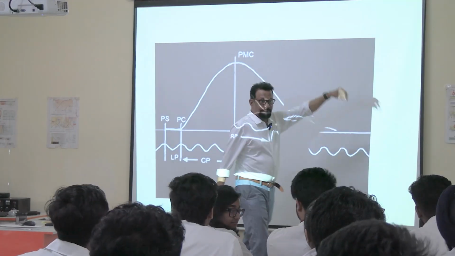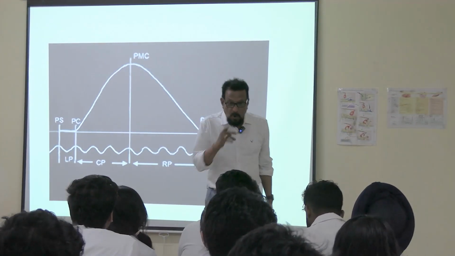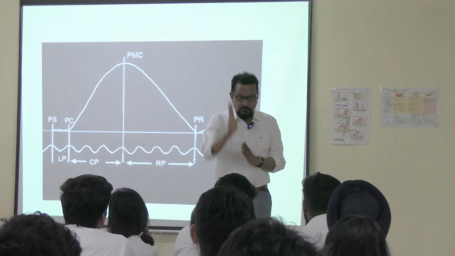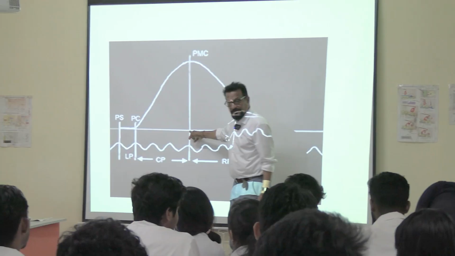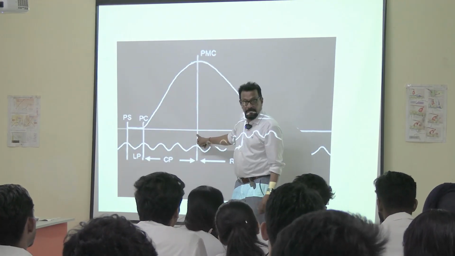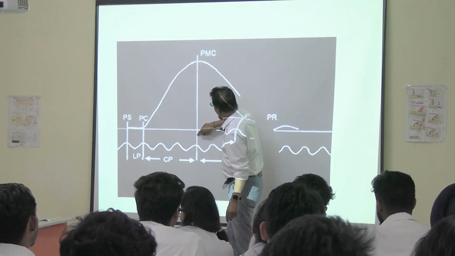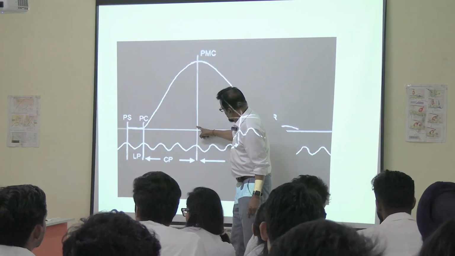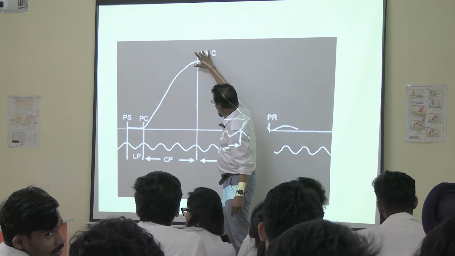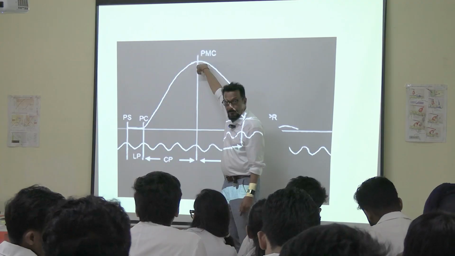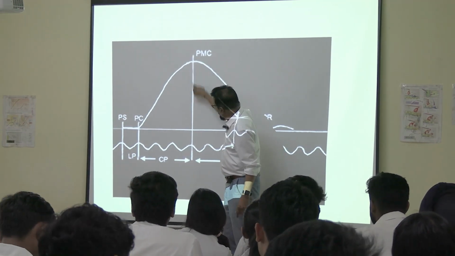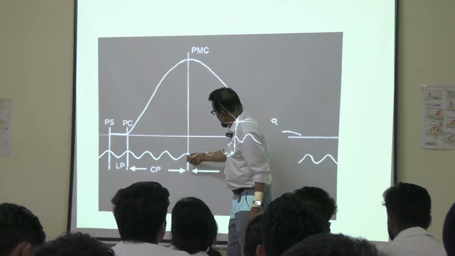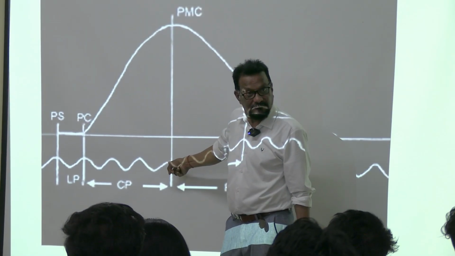What is PMC? Point of maximum contraction. So this is the point of maximum contraction. You have drawn a vertical line. At this point, there is maximum contraction. So at this time, contraction is over.